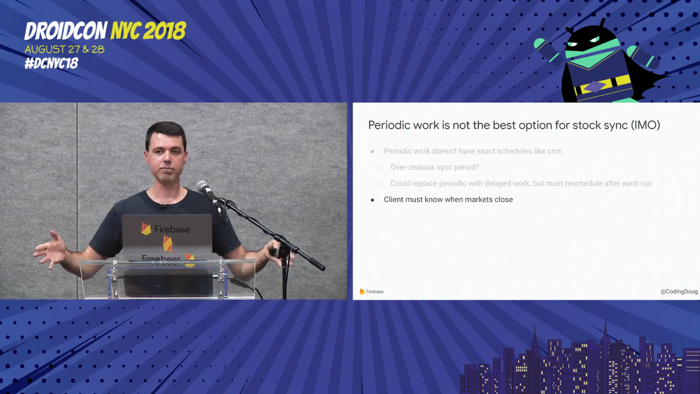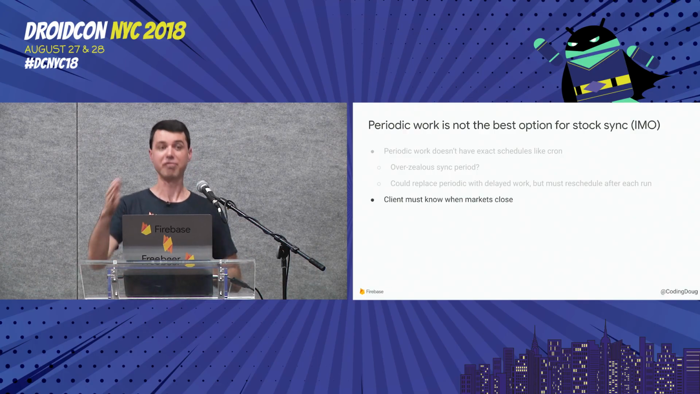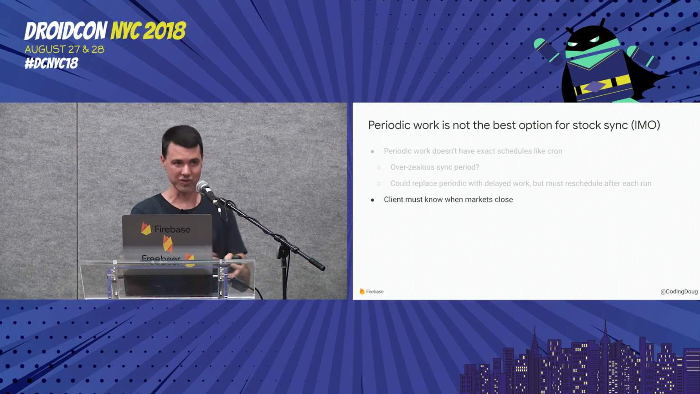Now, we all know that markets close at 4, but there's actually this thing called after-hours trading, where stocks continue to get traded after closing. And I want the final results. I don't want the 4 o'clock close results. I want the after-hours.